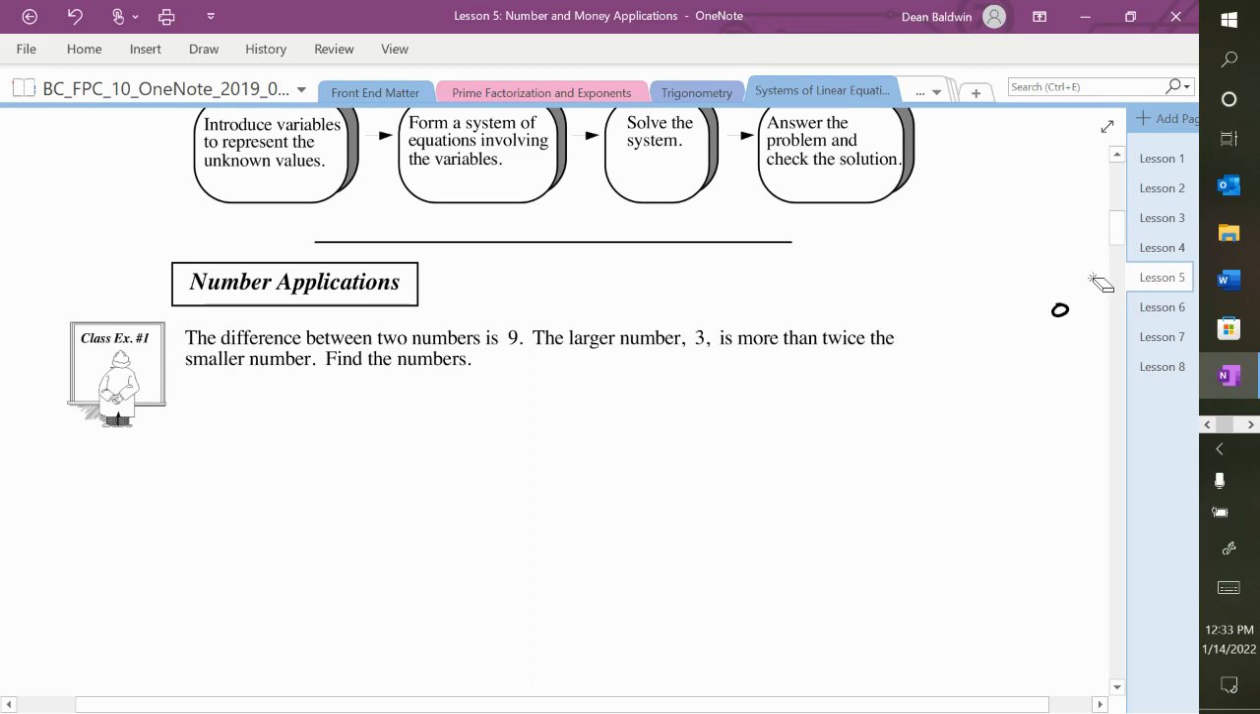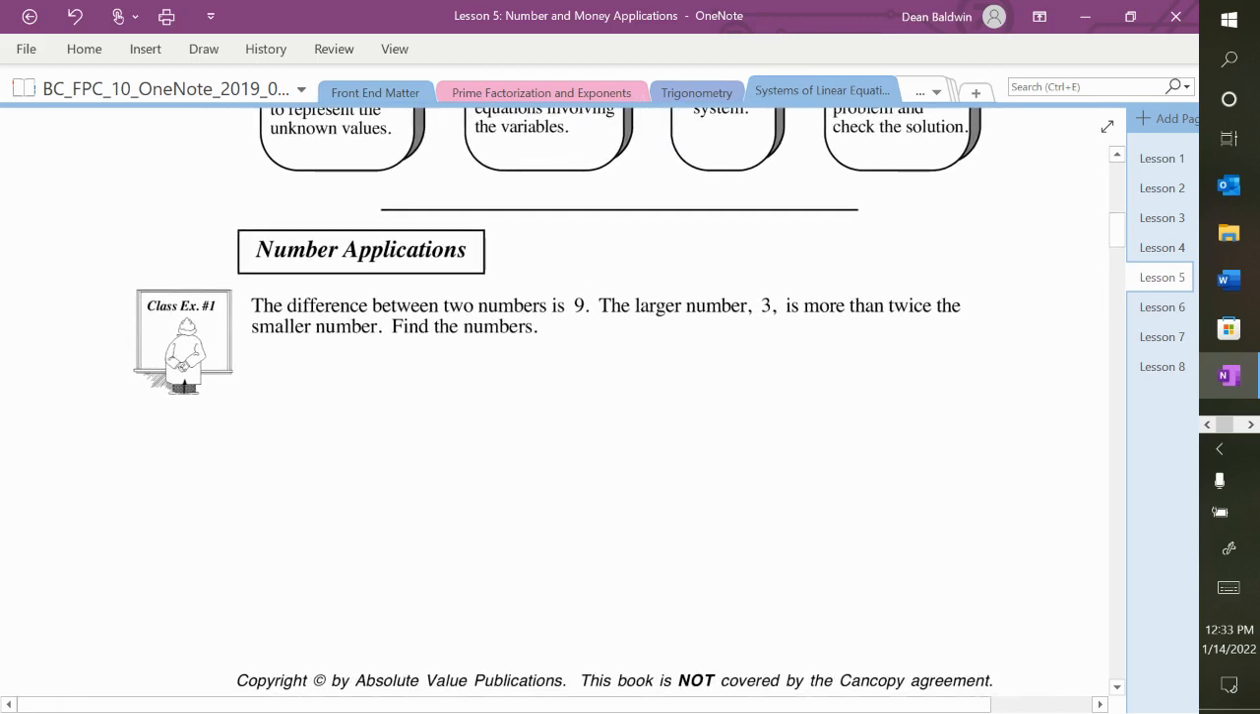So it has applications in solving, well, you'll see here, a lot of money type problems, but we're going to start with one like this. The difference between 2 numbers is 9. The larger number is 3 more than twice the smaller number. Find the numbers. Okay. So there's a couple of ways. I'm going to tell you right now, every one that you're going to do, you need to make 2 equations. Okay.